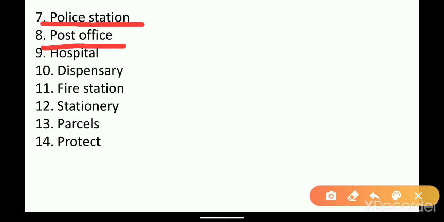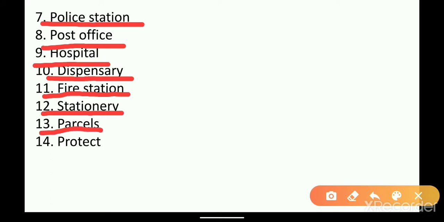Eighth, post office. Ninth, hospital. 10th, dispensary. 11th, fire station. 12th, stationery. 13th, parcels. 14th, protect. So these all drill words you have to write 3 times each in your notebook.